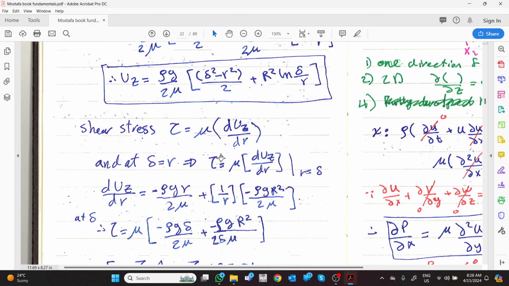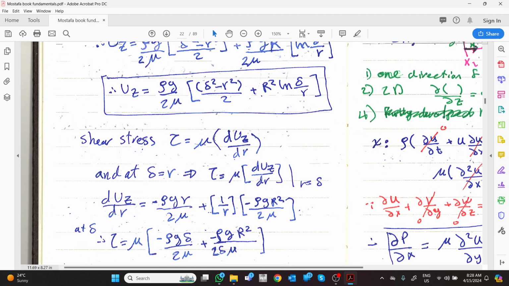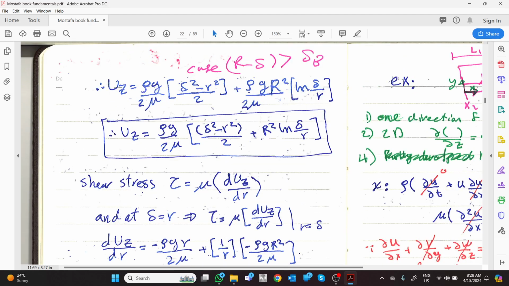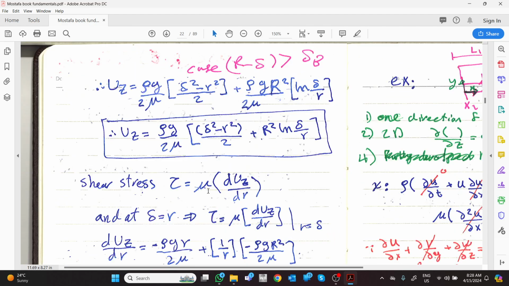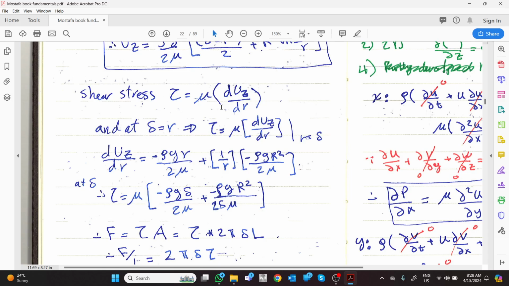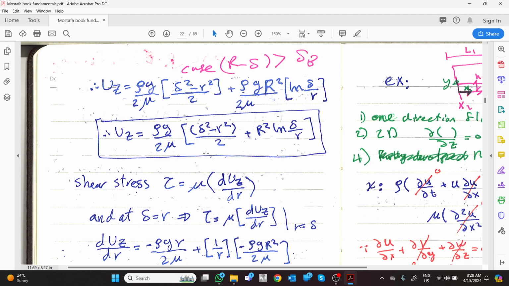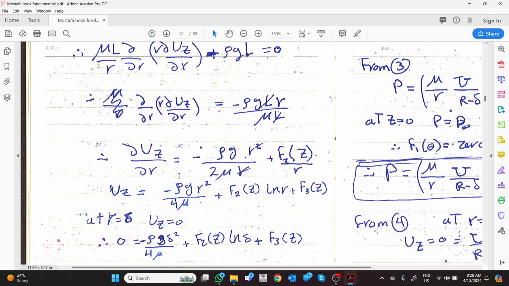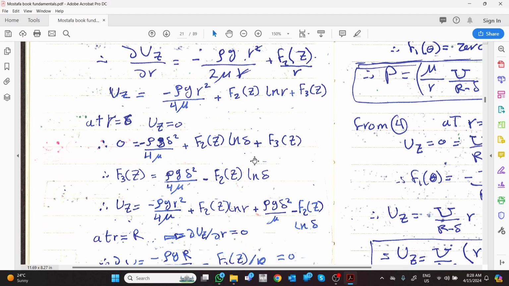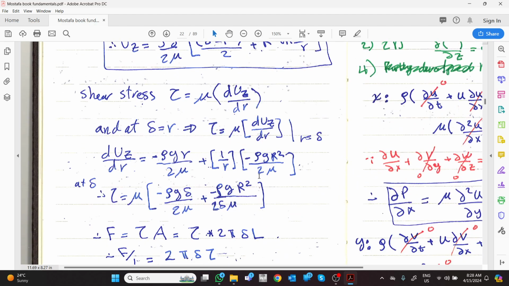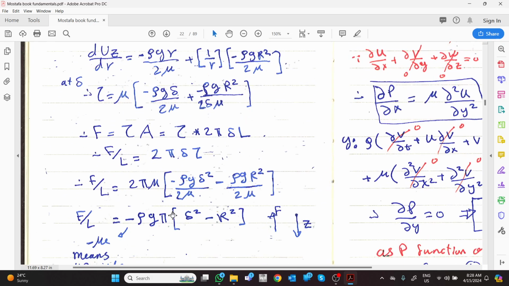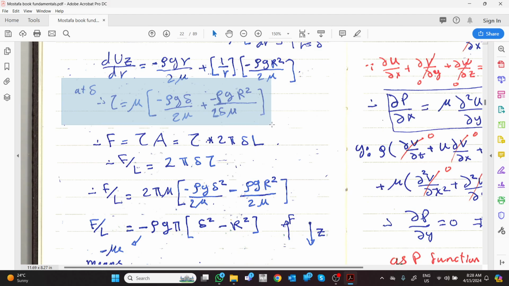If we need to calculate the shear stress on the rod, it is mu du z by dr. Use this equation, but we know f2z multiplied by mu, and delta is r. So r is equal delta. Here we need to put r is equal delta because we need to study it at the rod. Plug the numbers, put it, multiply by u. So this is the equation of the shear stress.